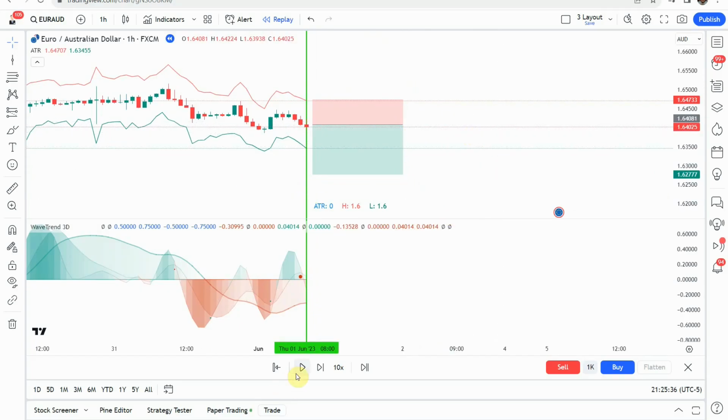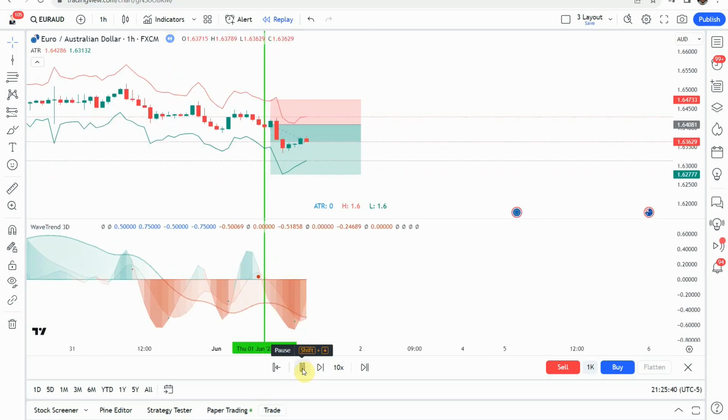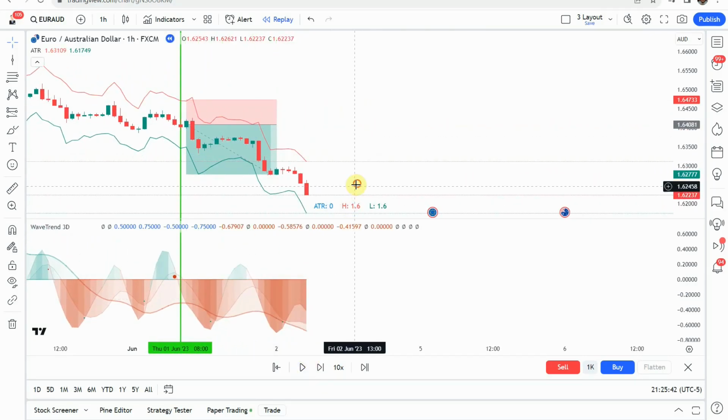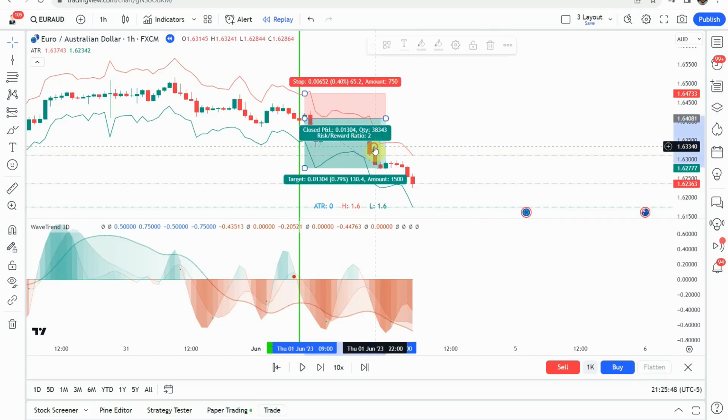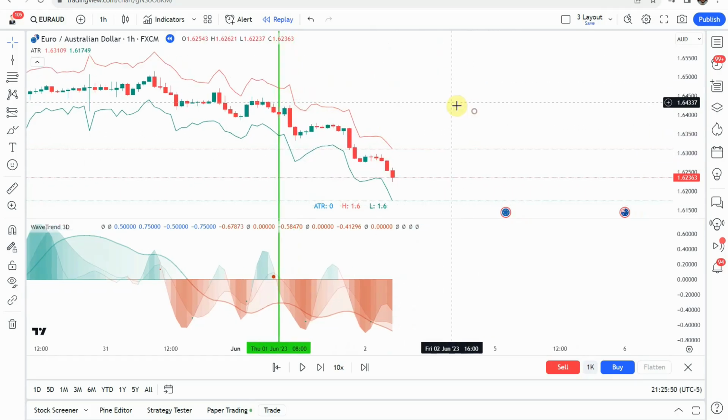So let's go ahead and play this out and take a look at what it's able to achieve. Right, so you see that we get a really nice push to the downside there, and that does come down and get us to our take profit. So let's go ahead and look at a long trade now.